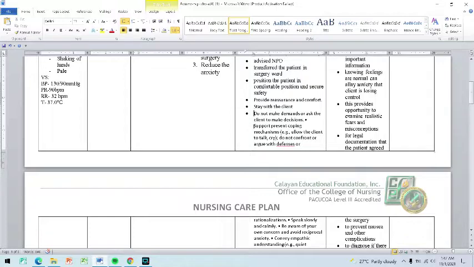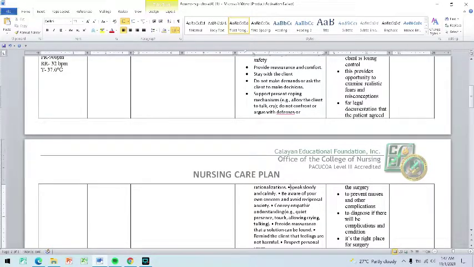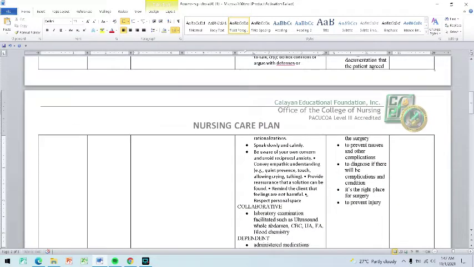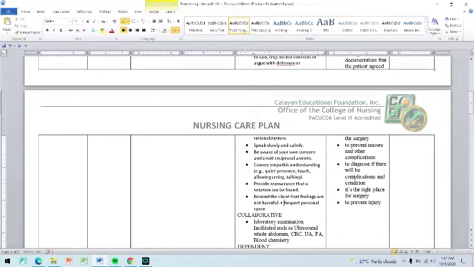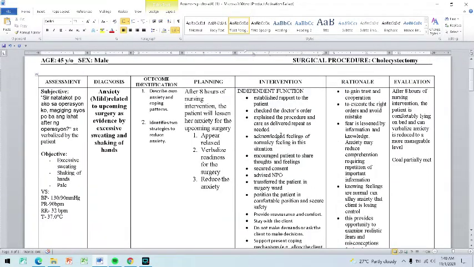So I just put everything here, but when you make your NCP, just follow what is appropriate and can be applied to your client. And you could also arrange the grammar to make it appropriate to your client or to your case. Then you could also include the rationale for each nursing intervention.